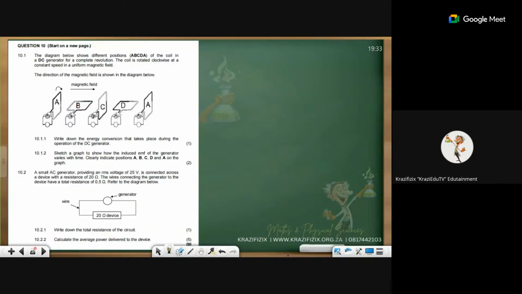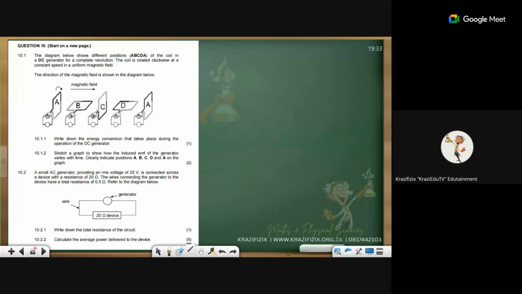Mechanical to electrical. You are producing electricity with the generator. Okay? Sketch a graph now. That's the one that caught me the most. At A, what are we generating? 0. When the coil is standing vertically like that in between the fields, we're generating what? 0.